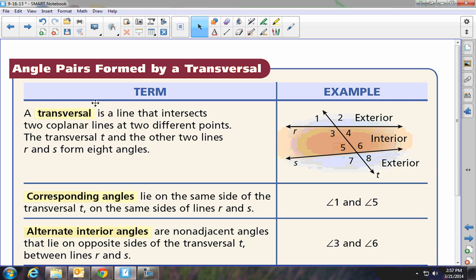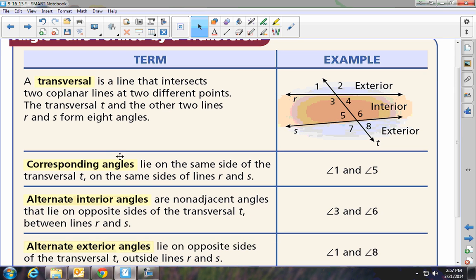Okay, and we know that there are certain relationships, and we've already established a couple of them. Corresponding angles lie on the same side of the transversal. So we're talking about angles like 1 and 5 are corresponding, 3 and 7 are, and so forth.